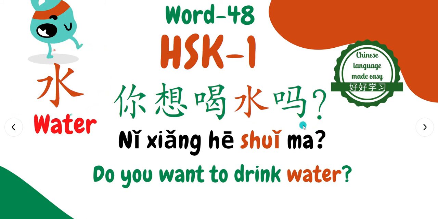吗 is a particle that turns or converts a simple sentence into an interrogative sentence. 你想喝水吗？ Do you want to drink water?